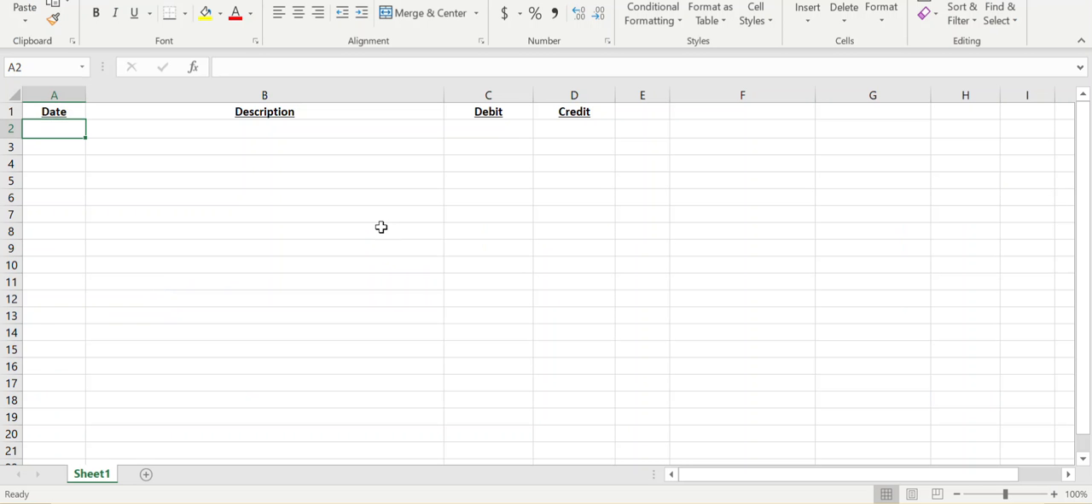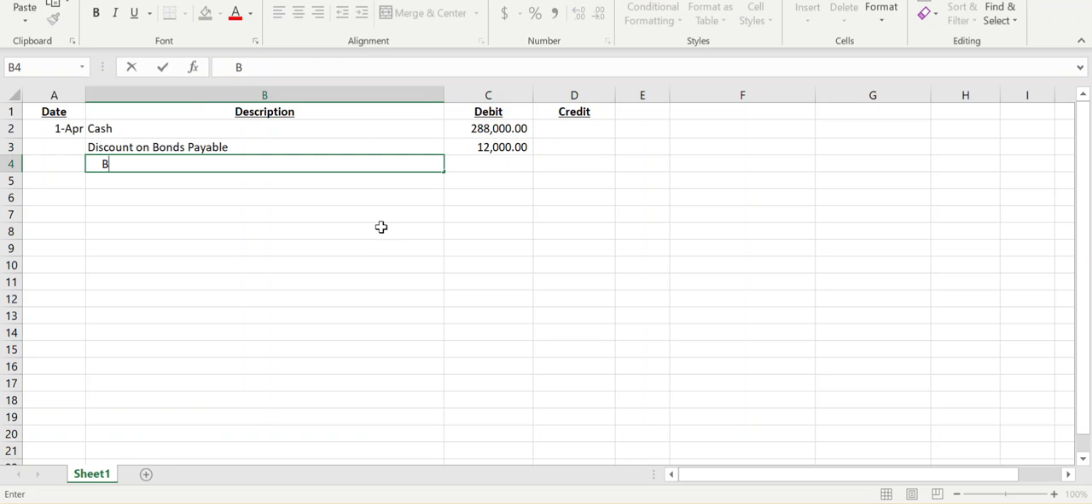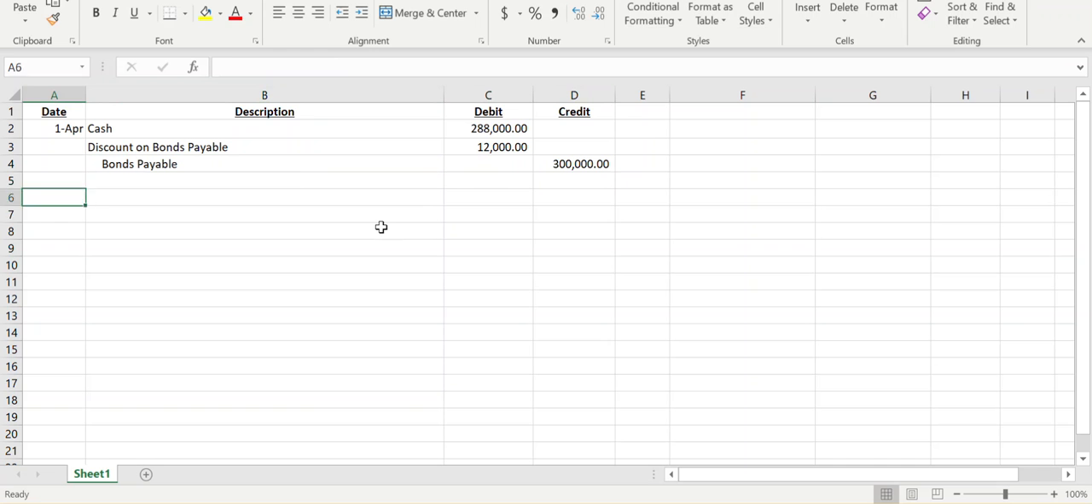So on April 1st, what we are getting is cash, and we're getting $288,000 in cash, which means we have a discount on bonds payable because we are selling it for $12,000 less than the face value of the bond. And again, your bonds payable can only ever go on at the face value, or in this case, $300,000.